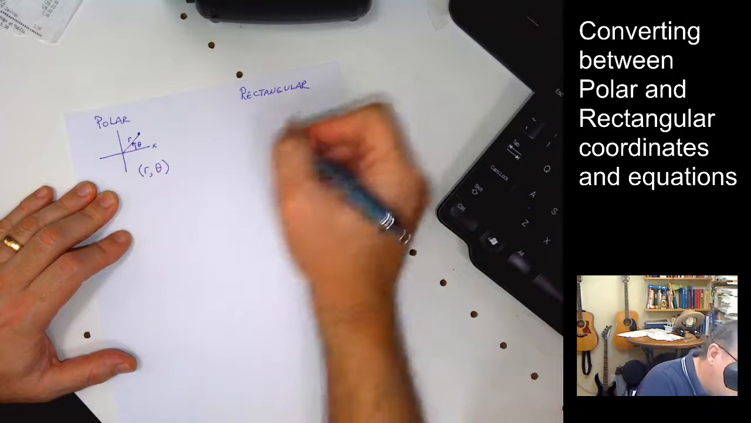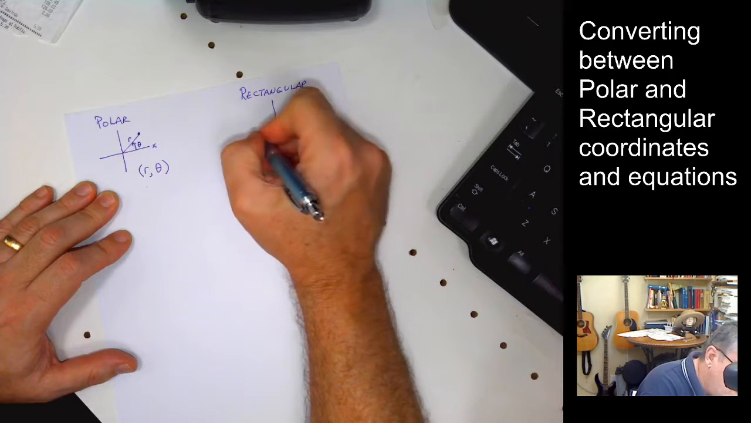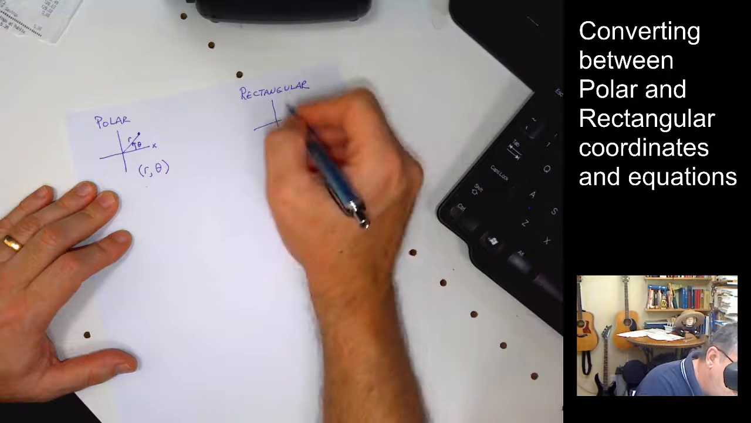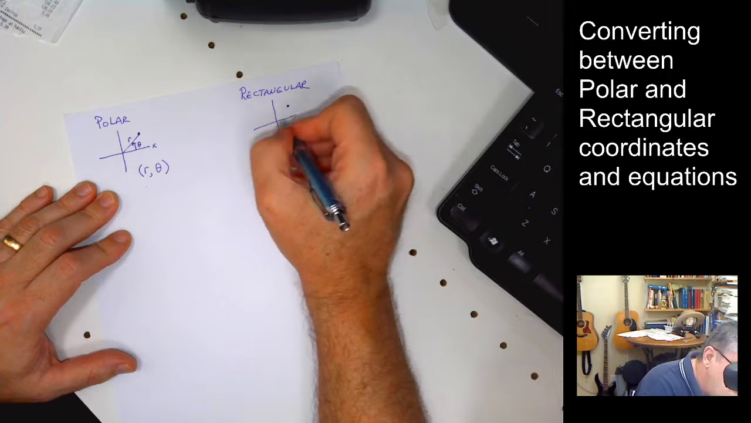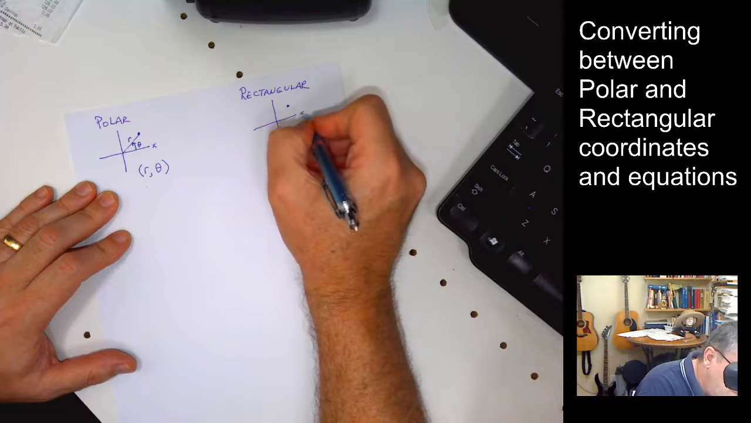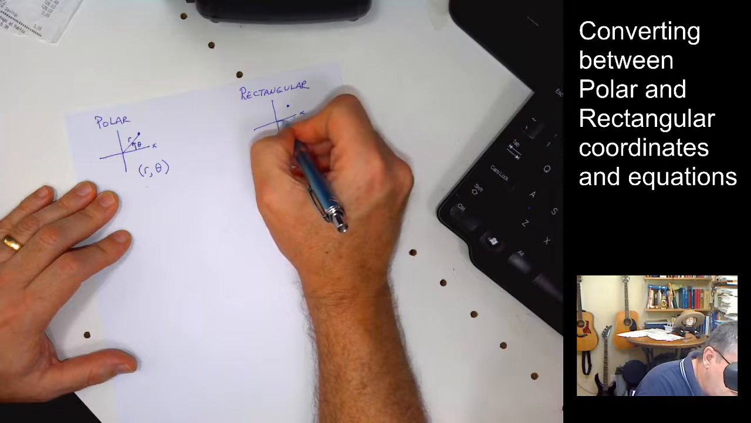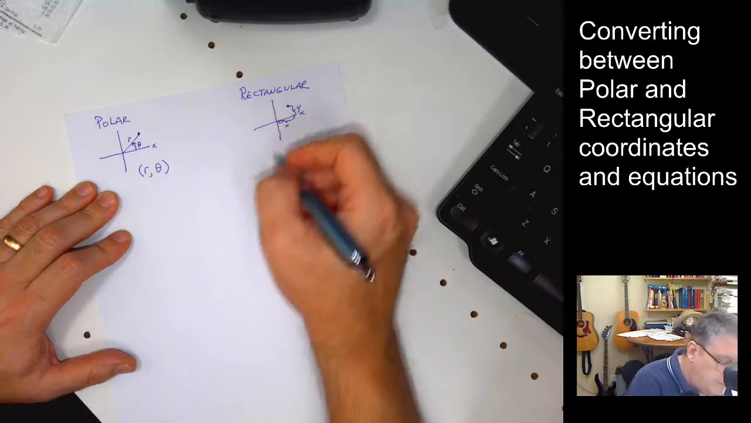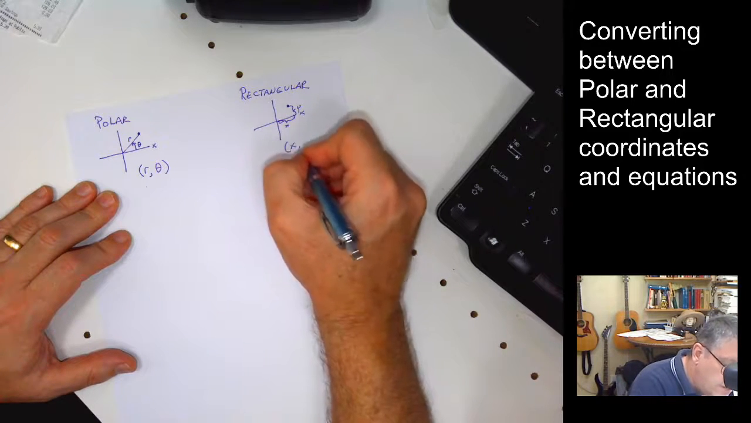The rectangular system is the one we're familiar with. The same point right there. Instead of with a rotation and a distance from the center, this one we would give with simply an x distance and a y distance, right? And that would give us our coordinates x, comma, y.